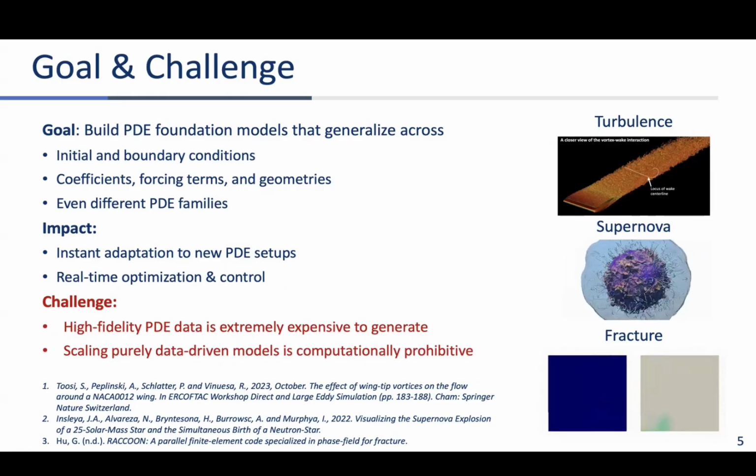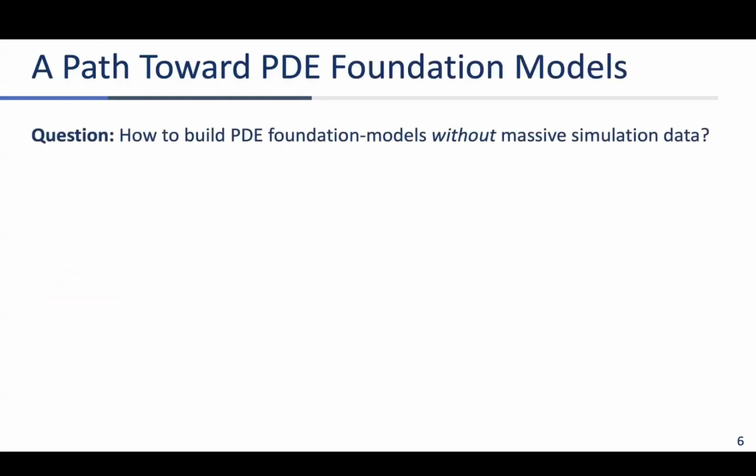Okay, but what do we do? How do we move forward? Well, we may ask the question in a different way. Can we build the PDE foundation model without massive simulation data? If we go over the successful path of ChatGPT, we may summarize two ingredients. Number one, a massive training dataset that already exists. Number two, very efficient self-supervised pre-training on the unlabeled data.